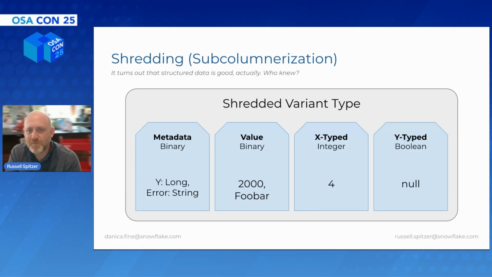So in this case, we might say that we always see X and Y, and X is almost always an integer and Y is almost always a Boolean. In this case, we see that Y was actually a long for this particular row, so we've put null into its typed version. But for X, we actually have a proper typed integer column in Parquet, which means that if I was using Parquet and I'm doing a scan on X, I can actually use the min-max values for X, even though this column is a variant.